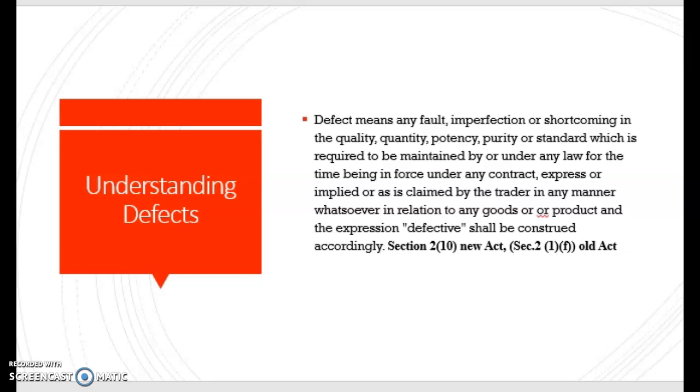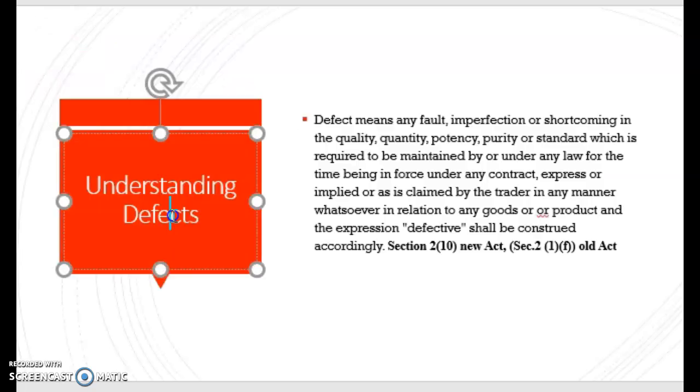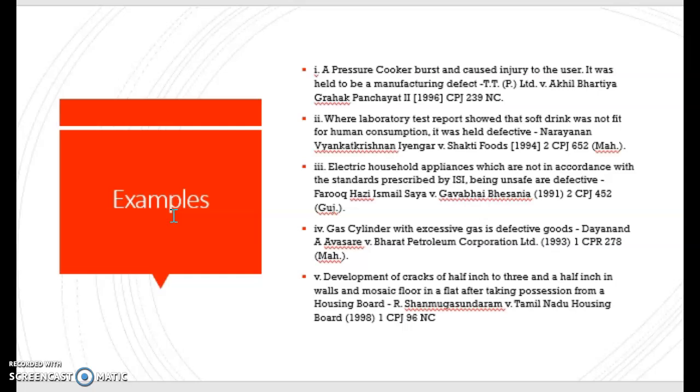So we have to interpret these terms very widely in order to understand whether a consumer is facing any defect in the goods or not. For example, if a pressure cooker bursts and causes injury to the users, it was held to be a manufacturing defect. Another example: where laboratory test reports showed that soft drinks were not fit for human consumption, it was also held to be defective.